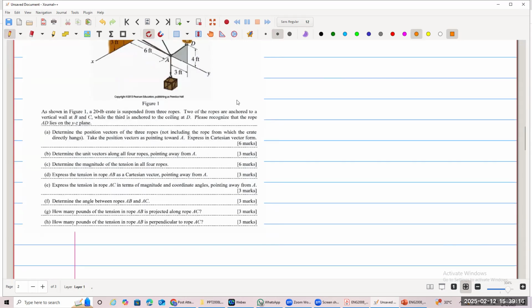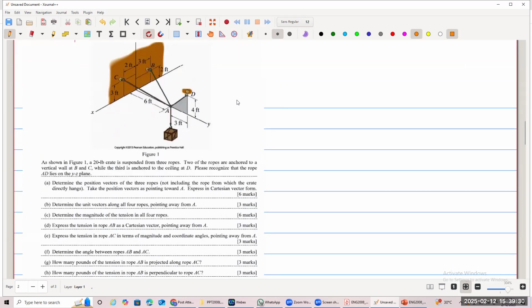It's question D. It says express the tension in cord AB as a Cartesian vector pointing away from A. So they're focusing on AB. Let me get a different color. So F AB is equal to F, the scalar value of AB, times its unit vector of AB. Do you agree with that?